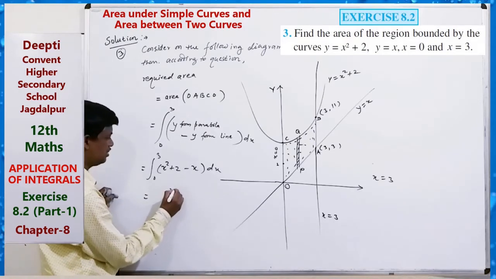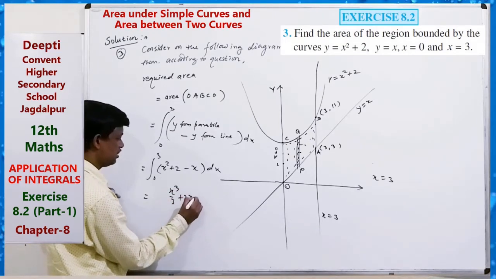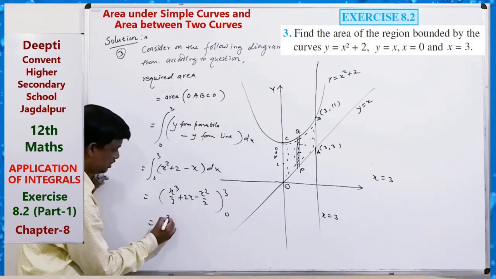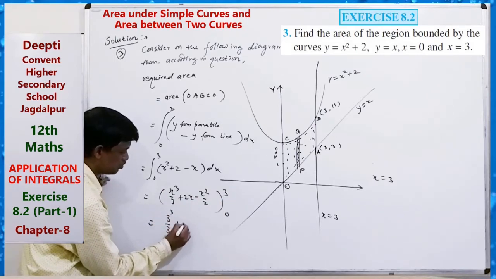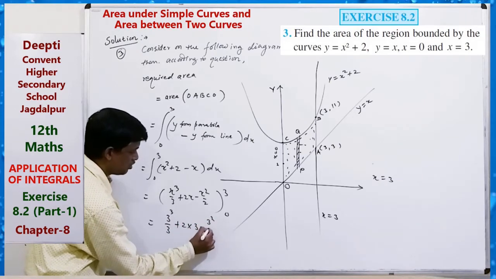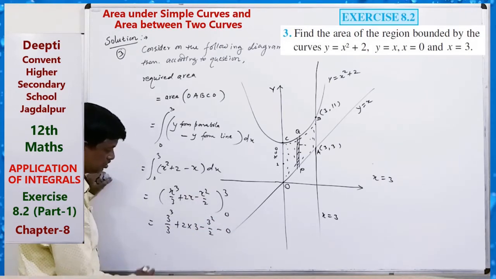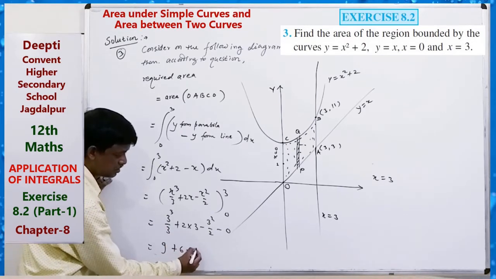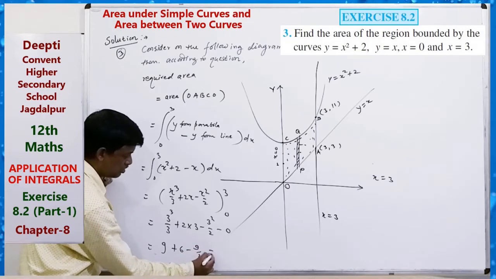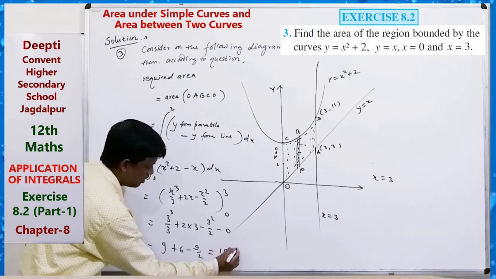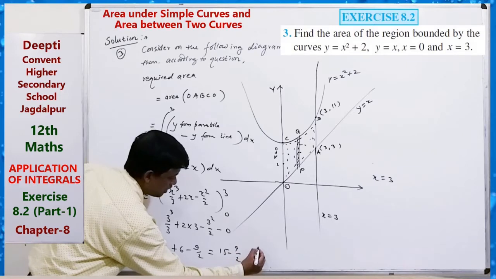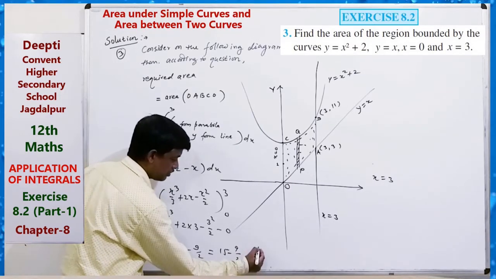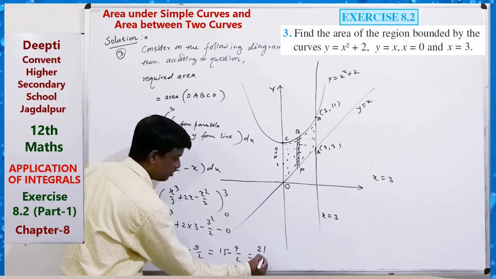Very simple. What? x cube by 3 plus 2x minus x square by 2, from 0 to 3: 3 cube by 3 plus 2 into 3 minus 3 square by 2, minus 0, all are 0. So 3 cube by 3 is 9, plus 6, minus 9 by 2. This 9 plus 6 is 15, minus 9 by 2, means 30 minus 9 by 2, which is 21 by 2.